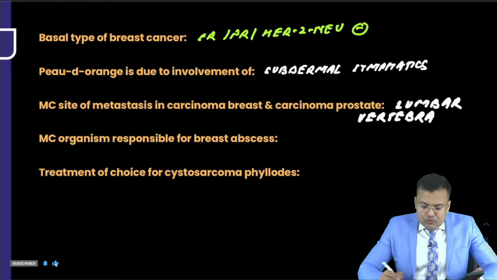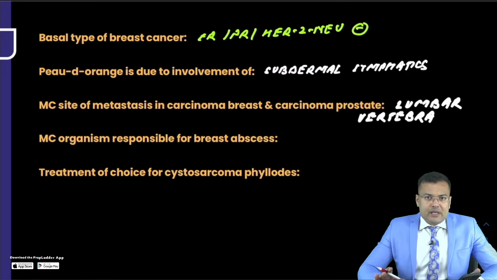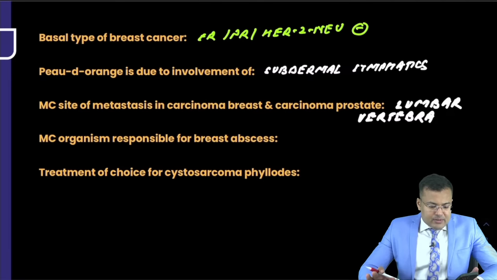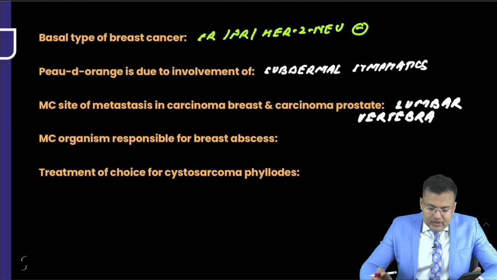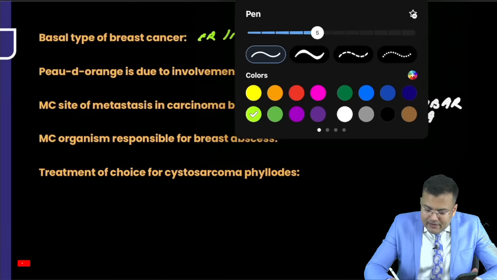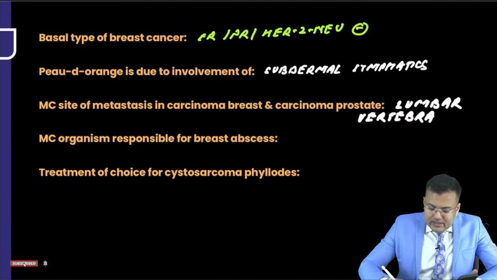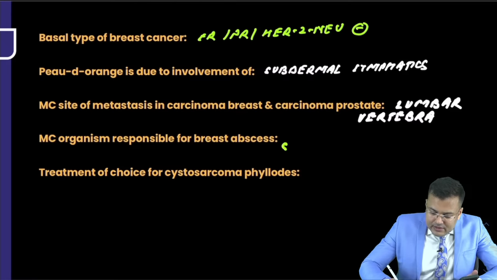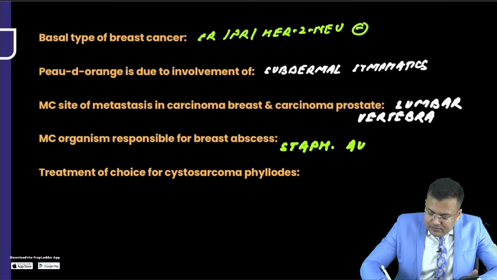Next question. Most common organism responsible for breast abscess. Easiest question. Tell me guys. Priya, Hari, Dr. S.D., all of you are correct. Sam, Jiten Yadav, first person to reply. Very good. Yes, it is staph aureus. So, most common organism responsible for breast abscess is Staphylococcus aureus.